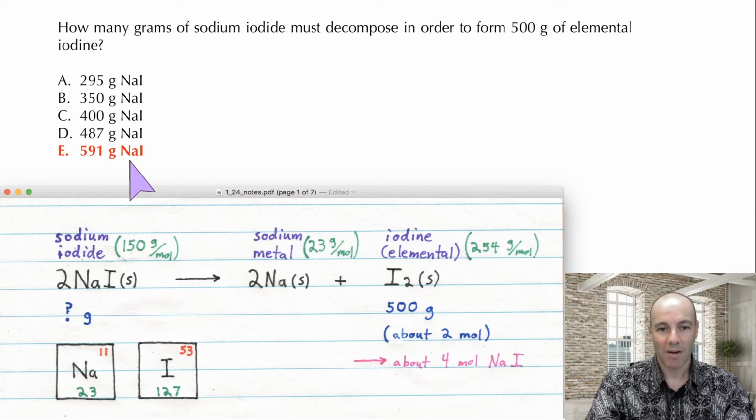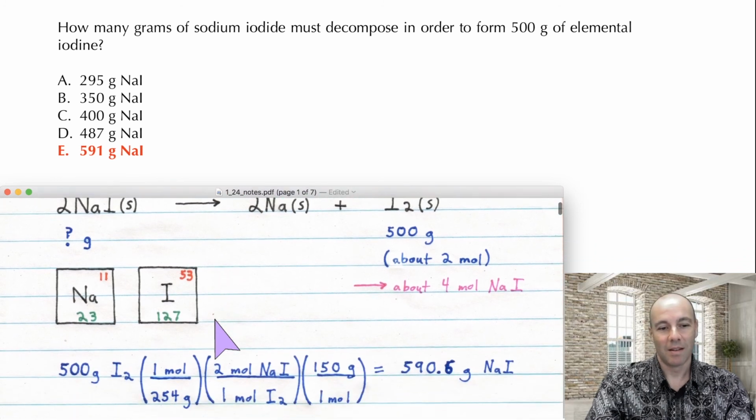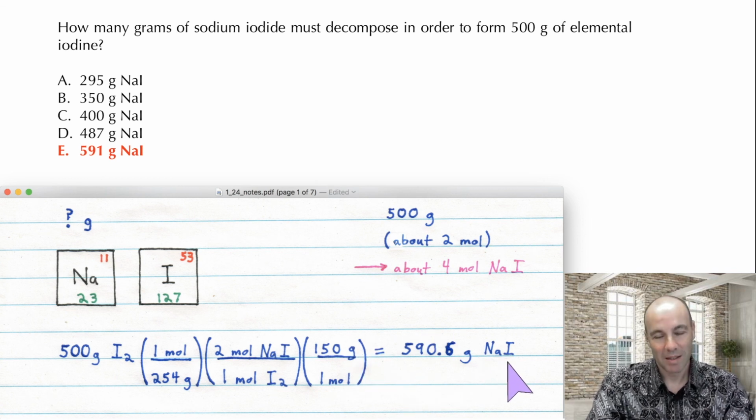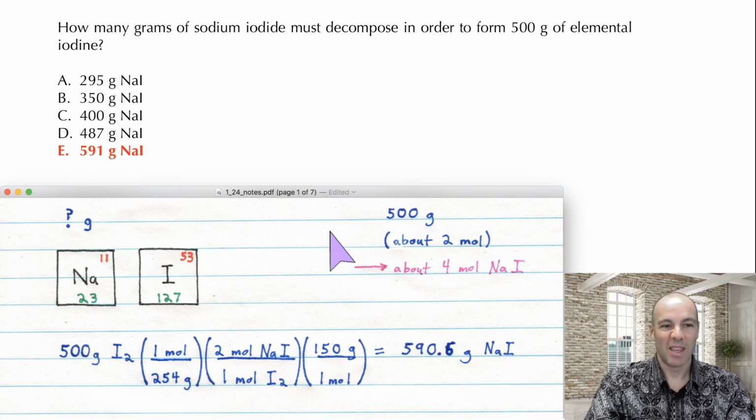If you'd like to do the calculation, then you can do that. So starting with 500 grams of the I2, convert that to moles, convert moles of I2 to moles of NaI, and then moles of NaI to grams, and you would calculate 590.6 grams. But you can reason that the answer must be E without the calculation.